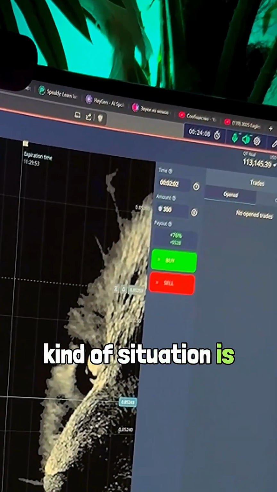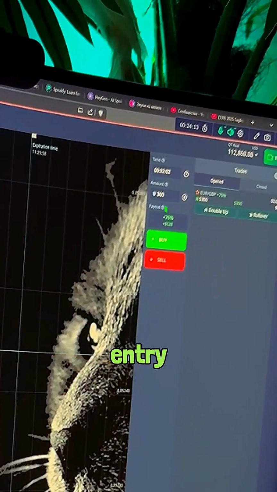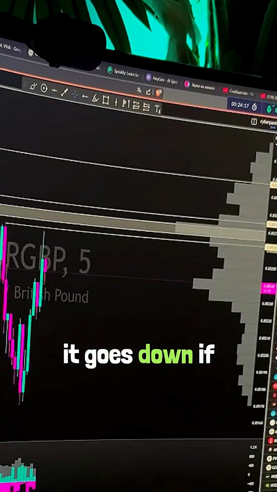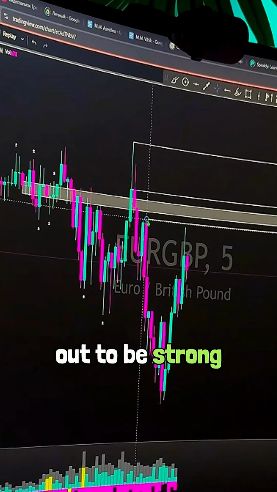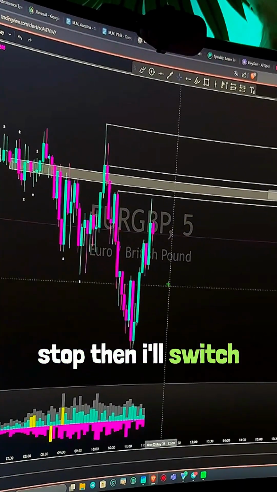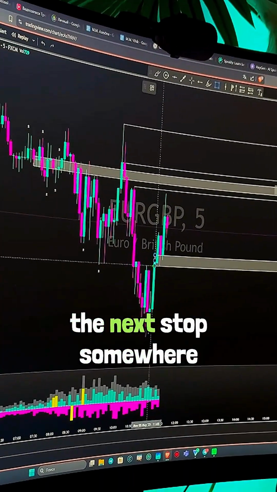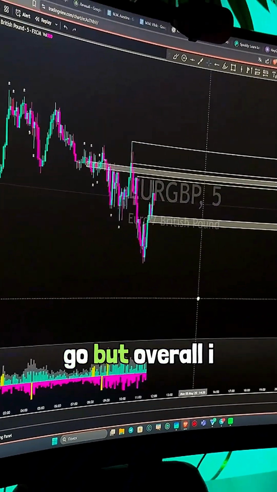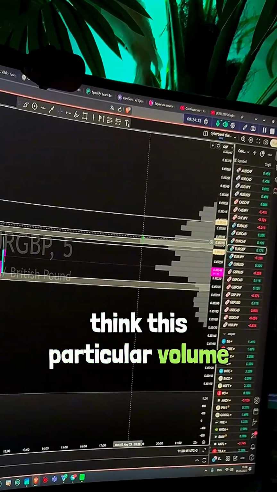So this kind of situation is not something I like, and that's why another entry for an upward move opens up here. If it goes down, if the seller actually turns out to be strong and picks up from this stop, then I'll switch positions accordingly, already at the next stop somewhere around here. There you go. But overall, I think this particular volume really caught my eye.